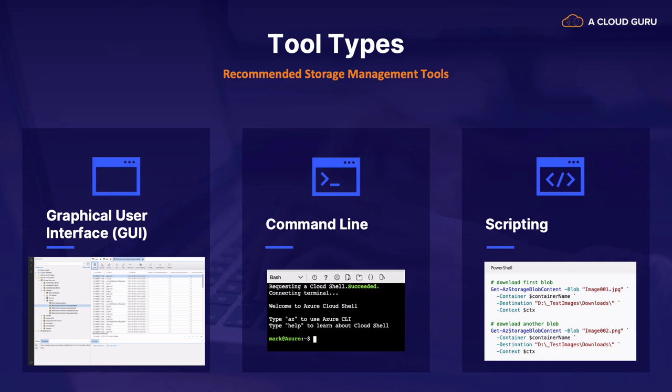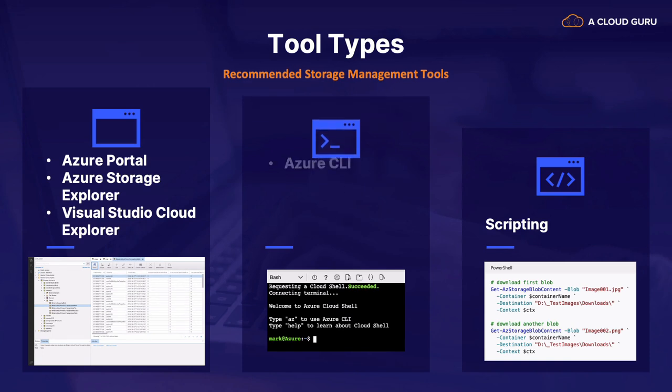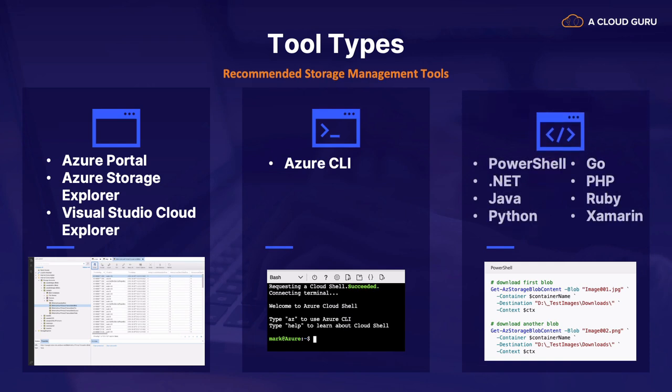The tools available in the graphical user interface are going to be the Azure Portal, the Azure Storage Explorer, and the Visual Studio Cloud Explorer. For command line, it's essentially going to be the Azure CLI command line interface. And finally, scripting allows several languages like PowerShell, .NET, Java, Python, Go, PHP, Ruby, and Xamarin.